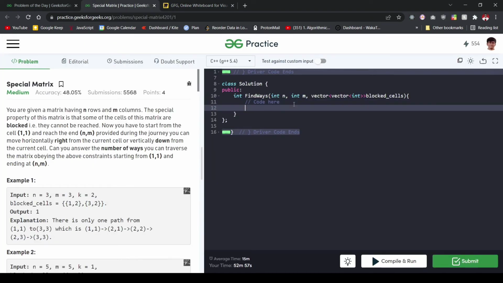So first we have to construct a matrix wherein we'll be storing our number of possible ways to reach each and every cell. So for that we'll create a matrix. Let's call it dp, and it will have the size n plus 1, since we are considering an extra row, and a column as well. Yeah, so I'll construct that.